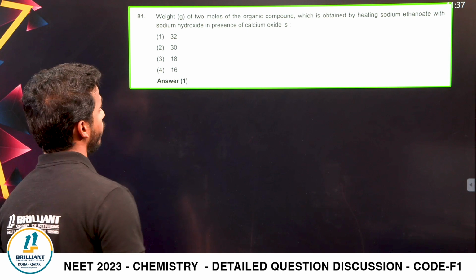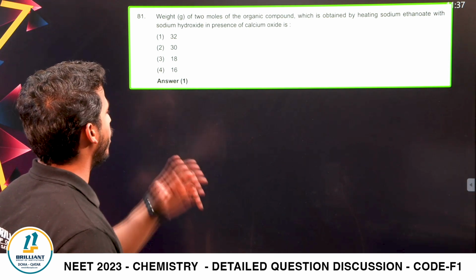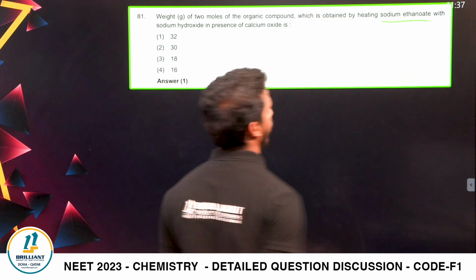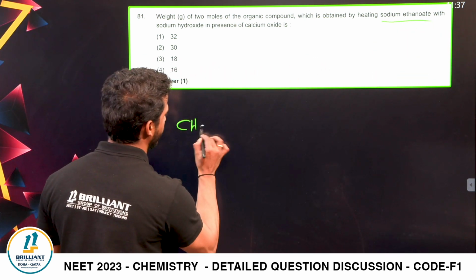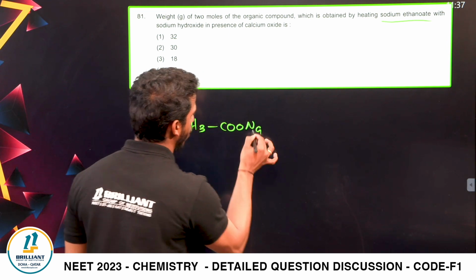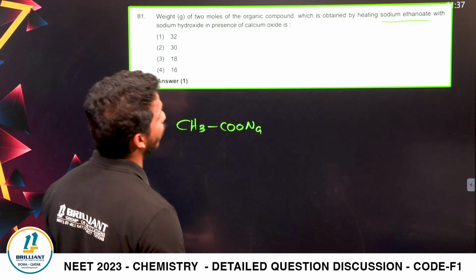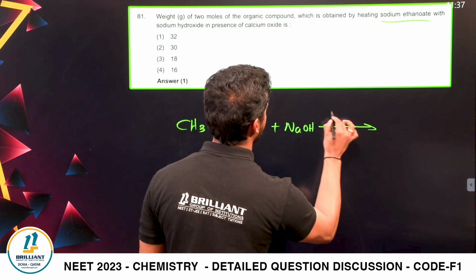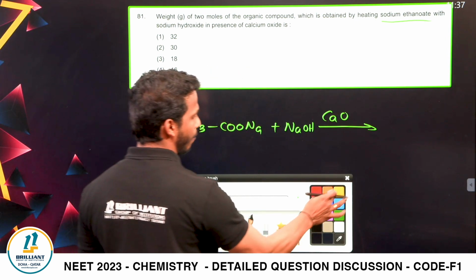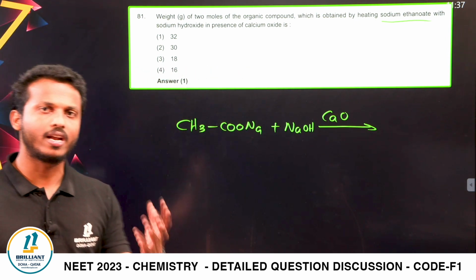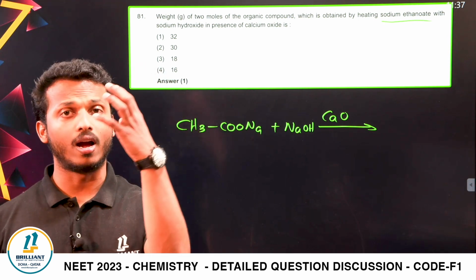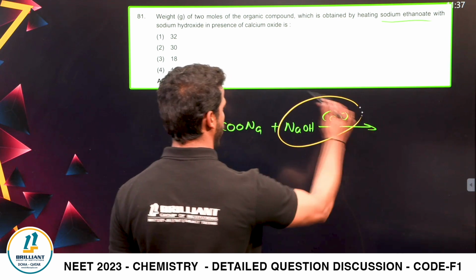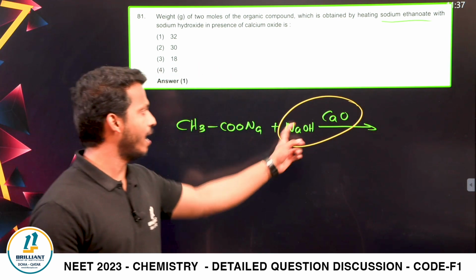Question number 81. Weight of 2 moles of an organic compound which is obtained by heating sodium ethanoate. What is sodium ethanoate, dear all? CH3COONa, sodium ethanoate, with sodium hydroxide in presence of calcium oxide. Dear all, in 11th grade hydrocarbon chapter and 12th grade aldehyde chapter, you studied about this reaction. What is the name of the reaction, dear all? Decarboxylation, right? Calcium oxide and sodium hydroxide.